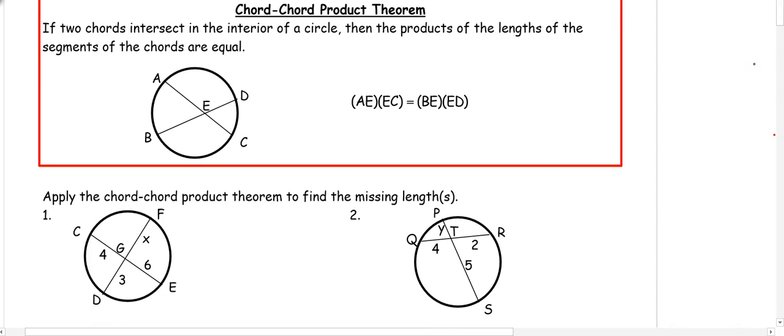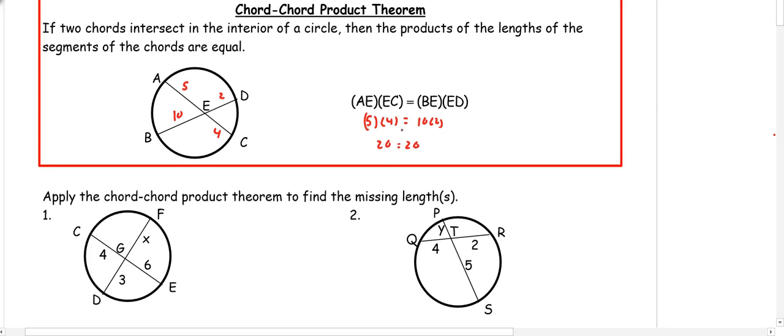In a chord, if two chords intersect in the interior of a circle, then the products of the lengths of the segments of the chords are equal. If we have the chords AC and BD, those have both been broken into pieces because of the intersection. If we say that AE is 5, EC is 4, BD is 10, and ED is 2, when we multiply the pieces from each chord together, they're going to multiply to the same number. In this case, both of them multiply to 20.